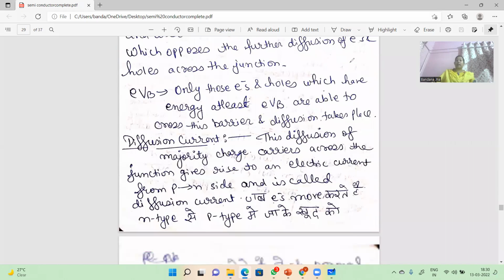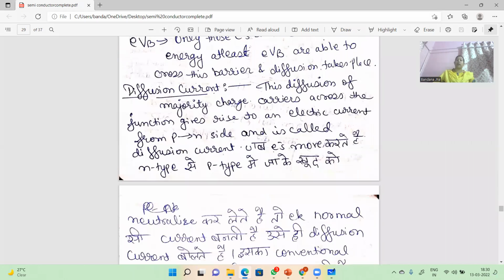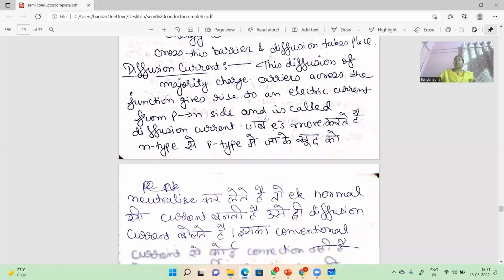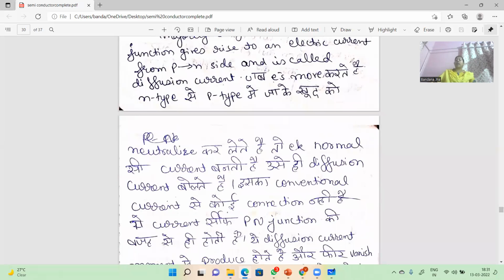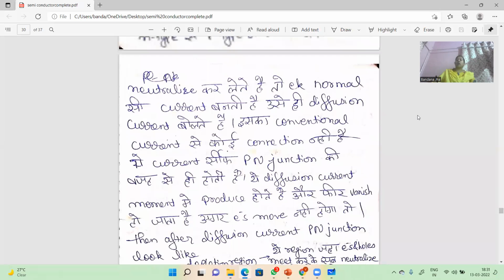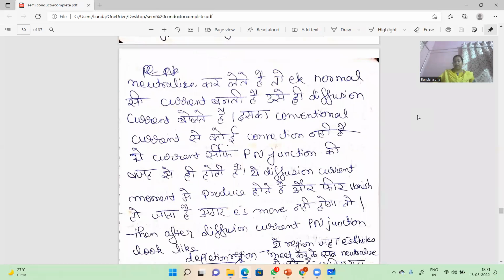And that current which is flowing without giving any external voltage is known as what? Diffusion current. Majority charge carriers across the p-n junction give rise to an electric current from p to n side, known as the diffusion current. Whenever an electron moves from n to p, what does it do to itself? It becomes neutralized. It neutralizes itself.